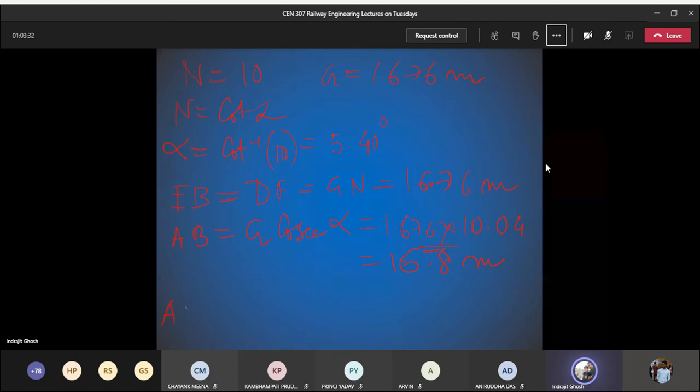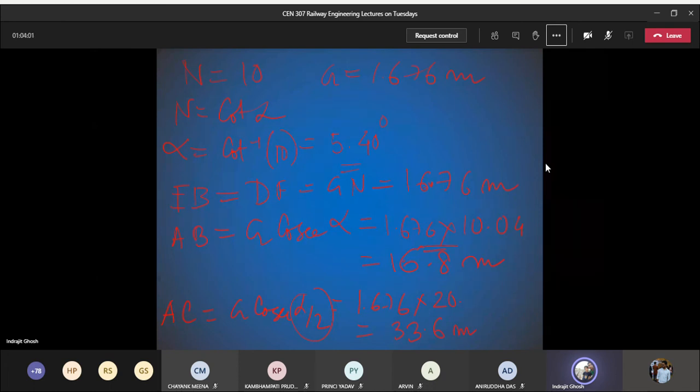Now we are left with the diagonals. AC is G cosec alpha over 2. So 1.676 cosec of 5.40, that is half of it. So I got approximately 20 point something. So it is coming to be 33.6 meter.